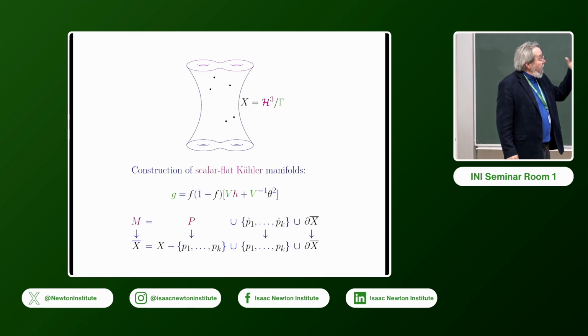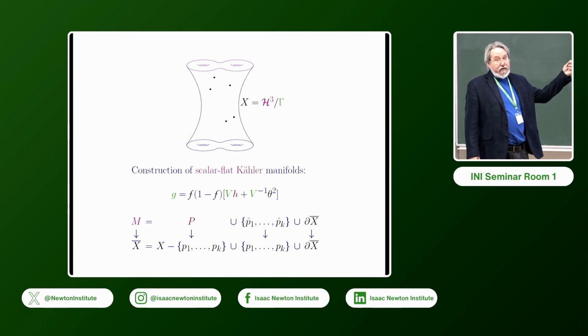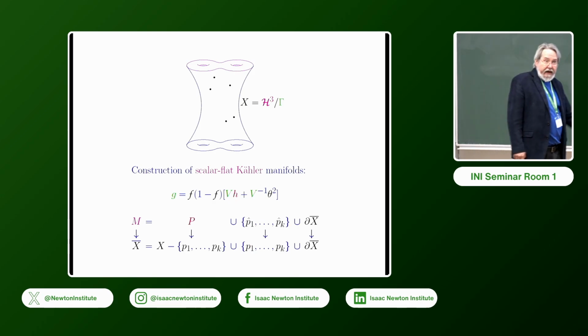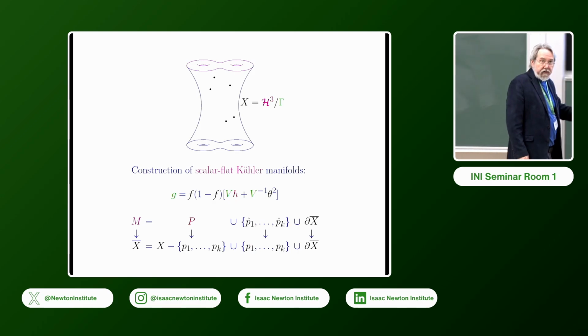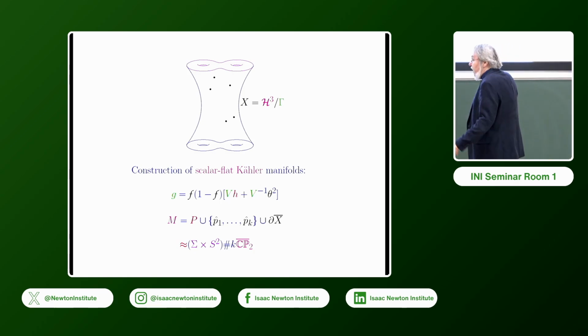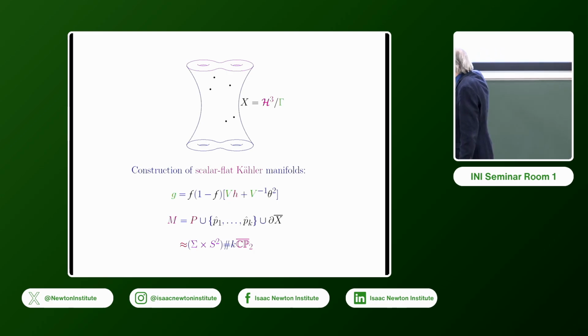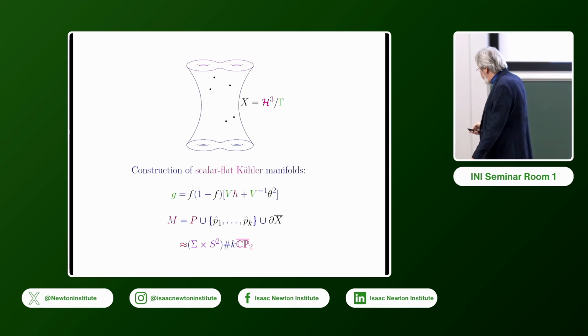So it turns out it's not obvious when you take the completion of a Riemannian manifold as a metric space. Usually it's not a smooth manifold, but in this case it is. And that involves detailed local calculations. And it turns out that in fact what we've created in this case is diffeomorphic to the original surface times S2 connected sum with KCP2 bars.